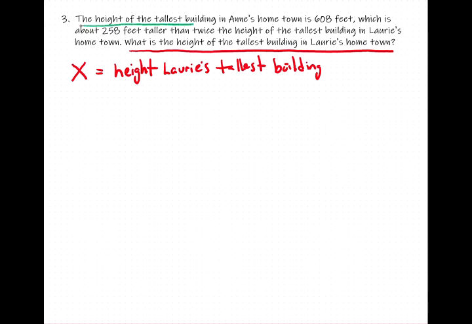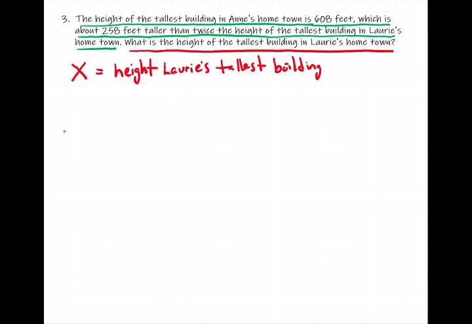The height of the tallest building in Anne's hometown is, keyword is, 608 feet, which is, again, so now we have to figure out which one of those two occurrences of the word "is" is our equal sign. About 258 feet taller than twice the height of the tallest building in Laurie's hometown. So what's underlined in green, that is going to be our equation. So the height of the tallest building in Anne's hometown is 608 feet. All right, that's a statement. That is telling us a specific piece of information. Anne's building is 608 feet. And that is 258 feet taller than twice the height of the tallest building in Laurie's hometown.